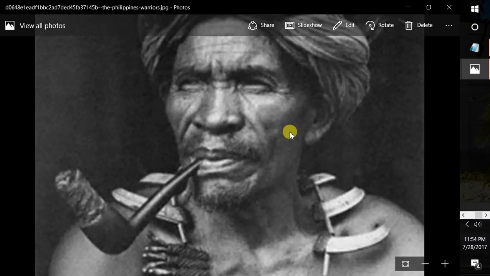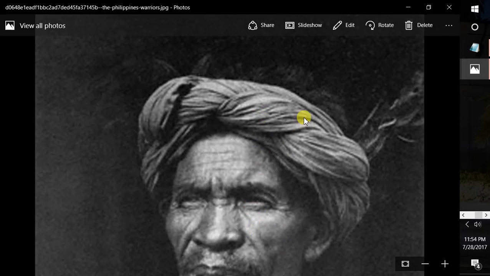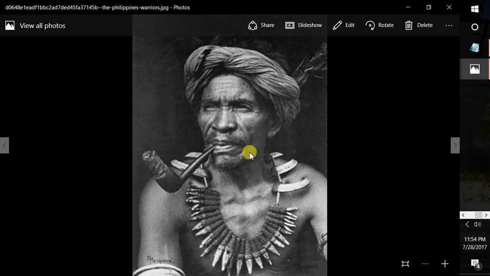Some more pictures. Look at that. An olden day Philippine man. Look at the nappiness in the hair. Right? Olden days pictures. Look at that. Philippines. And they would say he's from Africa. No, they are not all from Africa, okay? We're not all from Africa.